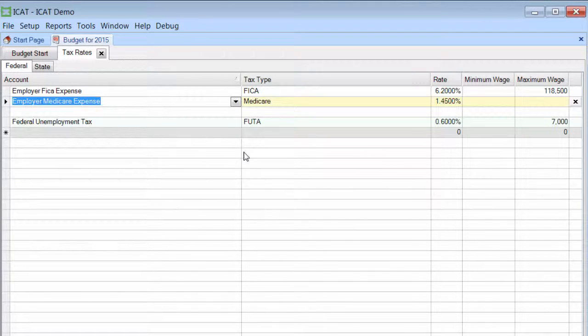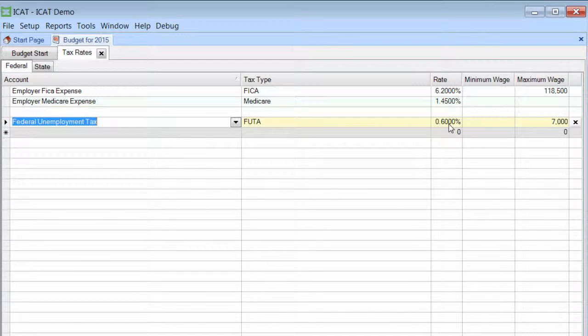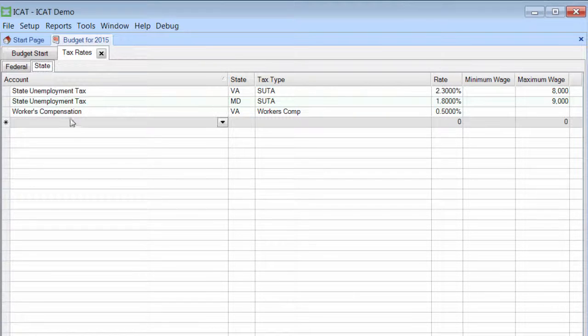Finally, we have the federal unemployment tax. So we link that to the federal unemployment tax account in our chart of accounts. We establish the tax rate, currently at 0.6%, and a wage maximum of $7,000. So here we've set up the federal taxes. Now we can set up our state payroll taxes. So we click on the State tab.